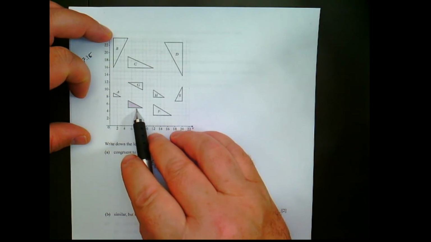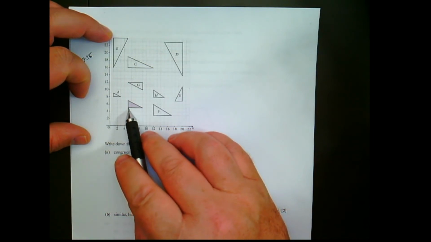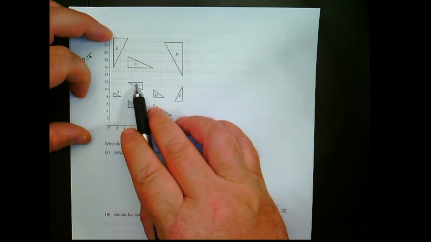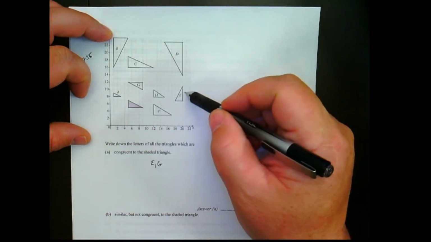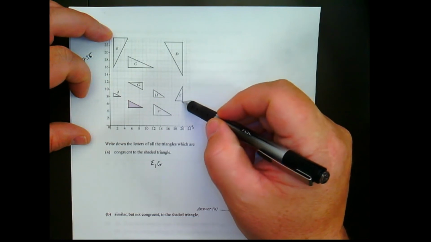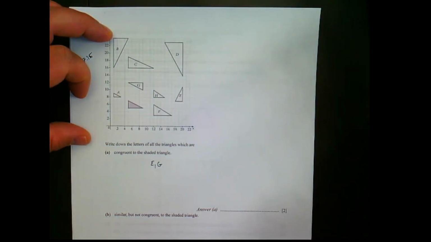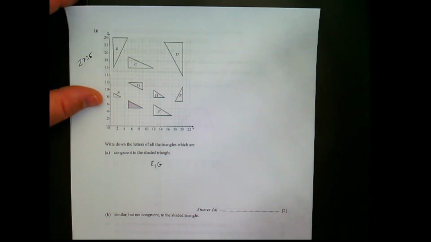And I think that's it, because this is 1, 2, 3, 4, base of 4. Good. And then this long side, and then 2 and 2 and 2. So yeah, I think that's it, E and G. I don't think any of the others are congruent.